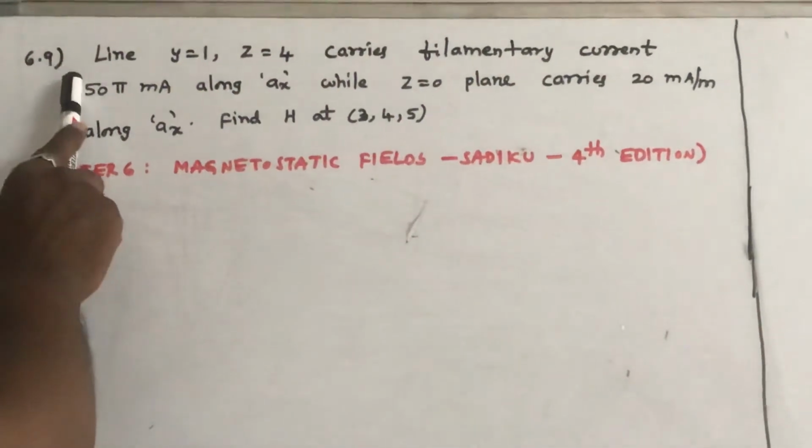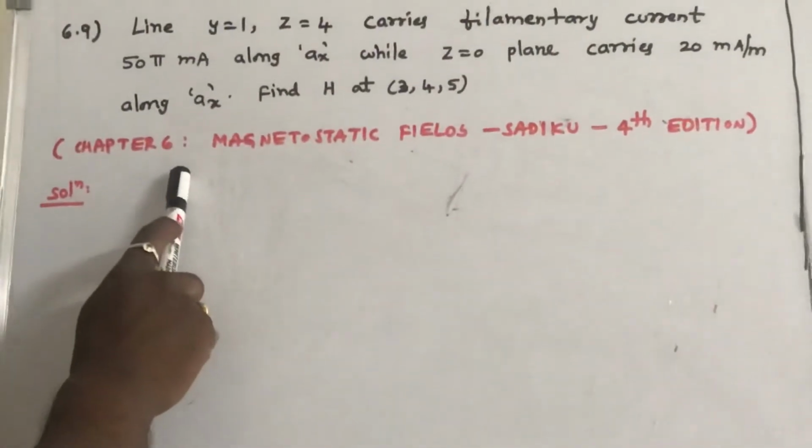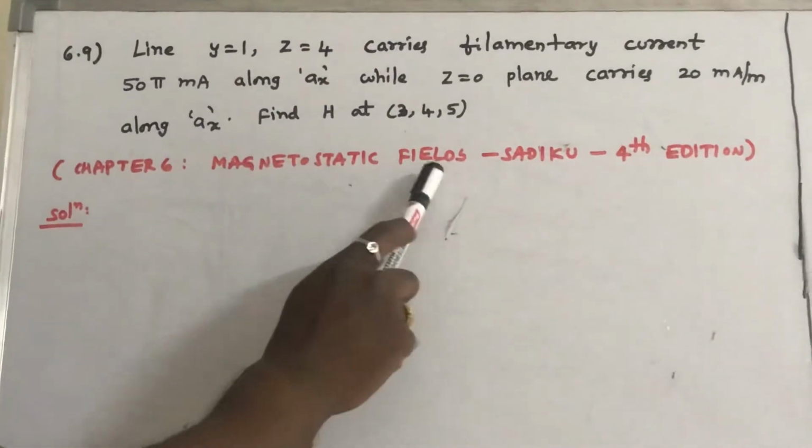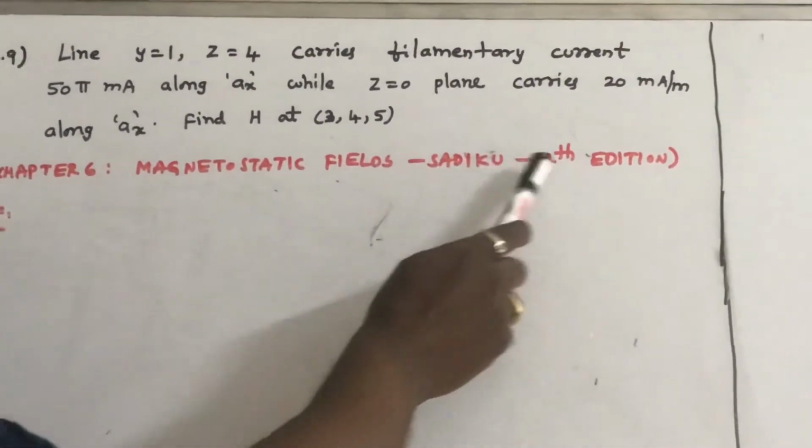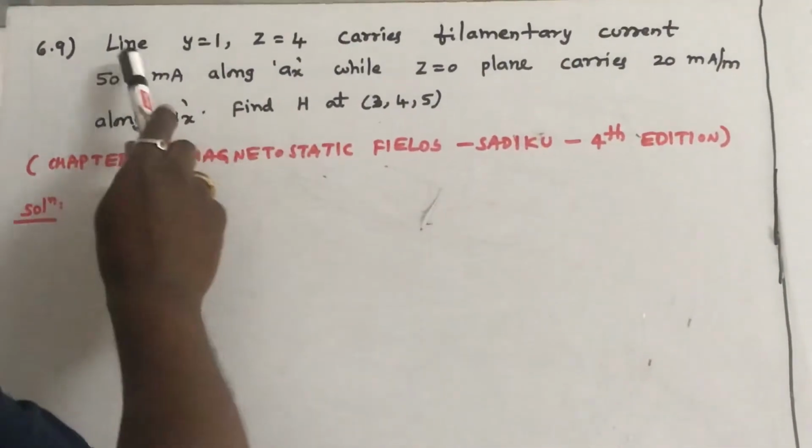Hi, this is problem 6.9 from chapter 6. The name of the chapter is Magnetostatic Fields, from the textbook Principles of Electromagnetics by Sadiku, 4th edition. So, let us see this problem.